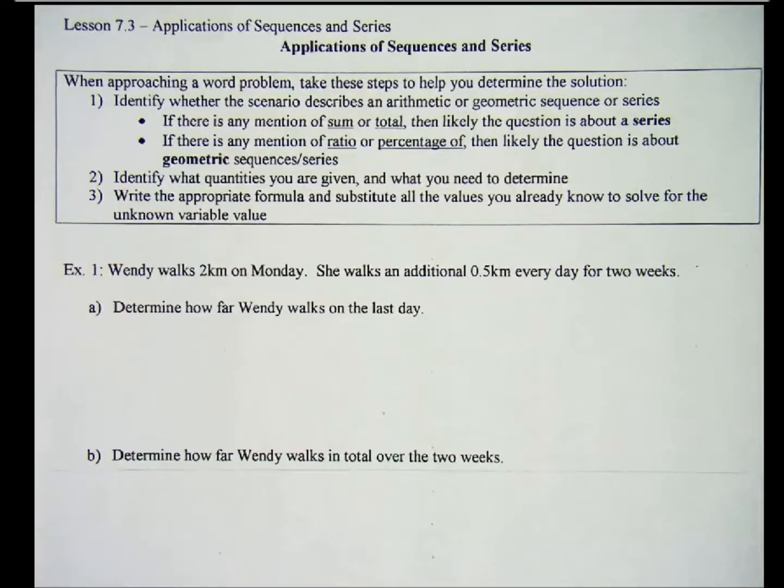Next, you should identify what quantities you're given and what you need to determine, and then write the appropriate formula and substitute all the values you already know to solve for the unknown variable value. So let's go over this first example.